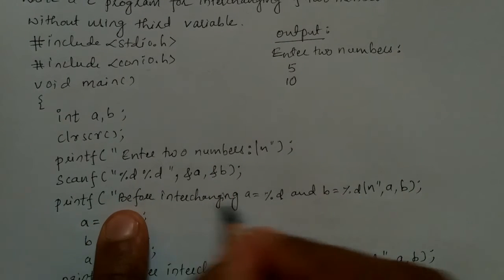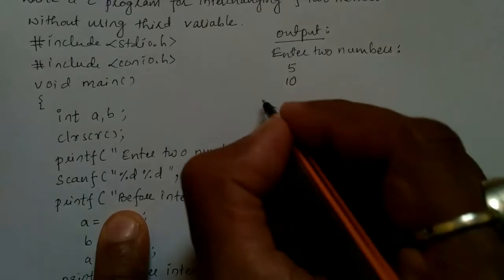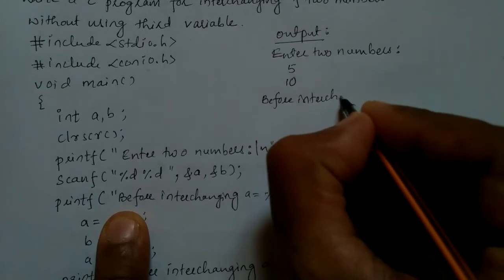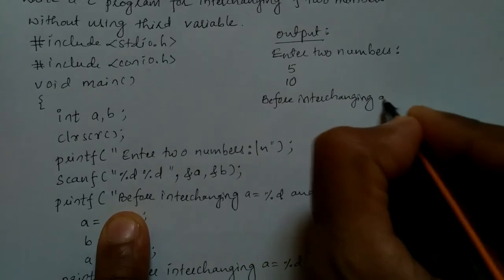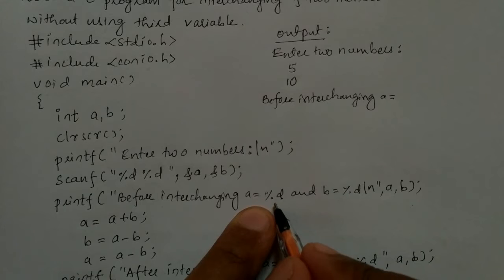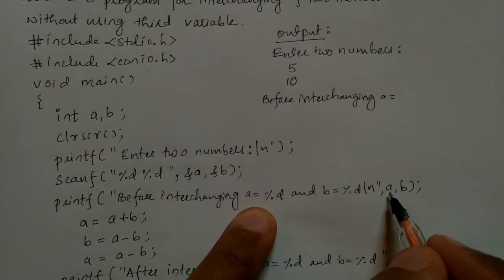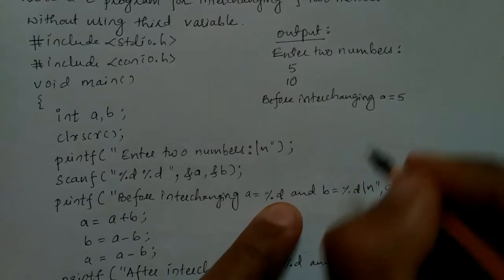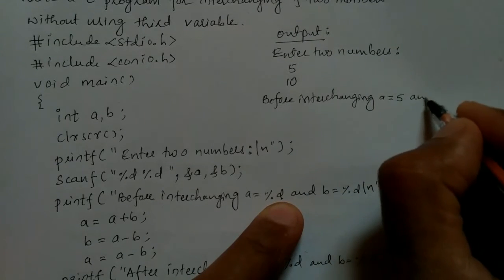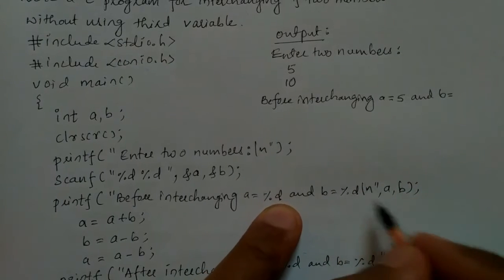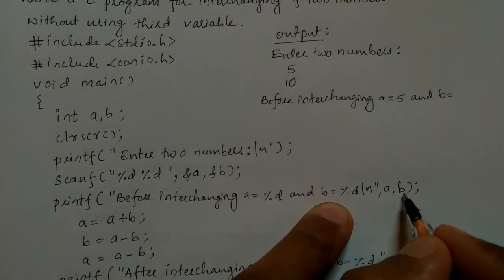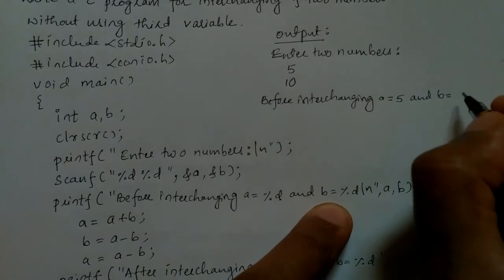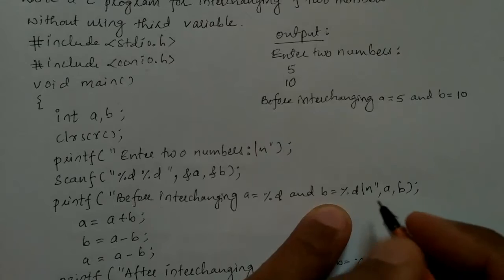Now we are going to print this particular statement. So before interchanging a is equal to, will be printed as it is. This %d is associated with this variable a. So what is stored in a? That is 5. So a is equal to 5 will be printed and b is equal to, it will be printed as it is. And now %d is associated with variable b. What is stored in b? That is 10. So here it is going to display 10.